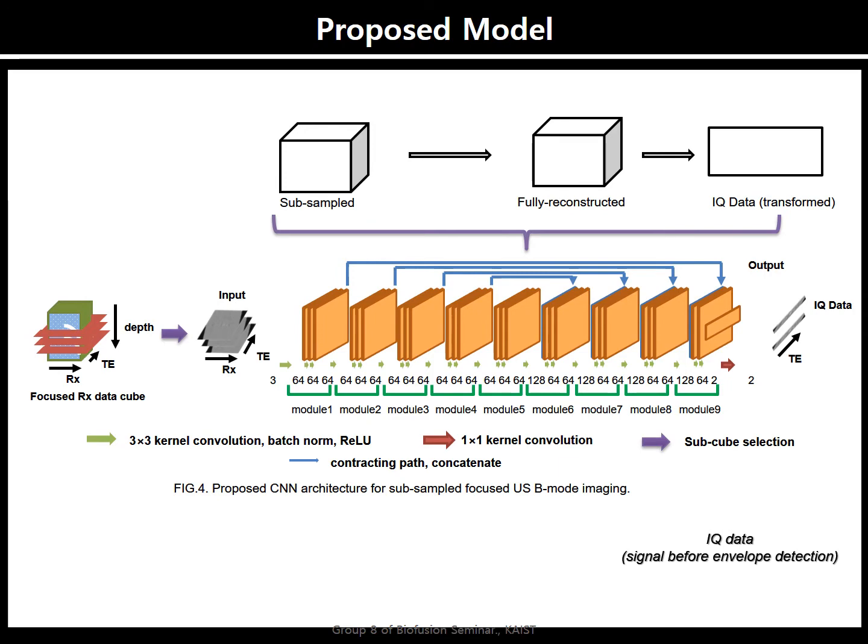The proposed CNN model is a multi-channel U-Net-like encoder-decoder neural network with skip connections. The proposed DeepBF directly processes subsampled RF data to generate high-quality IQ data. Here, IQ data represents the signal after envelope detection. Extensive experimental results on in vivo and phantom data with various subsampling schemes confirm that the proposed method can effectively reduce the data rate without sacrificing the image quality.